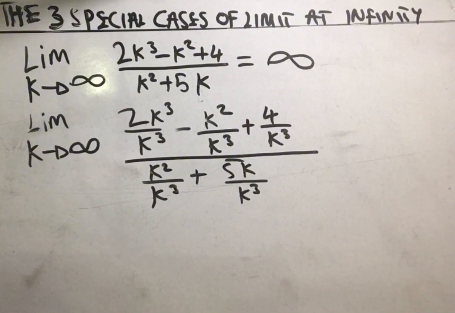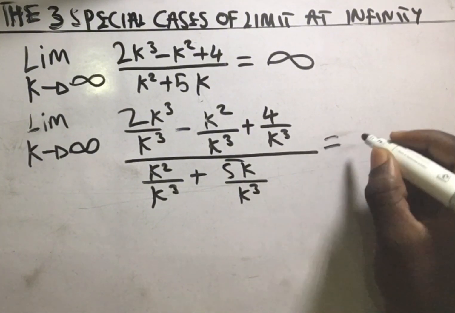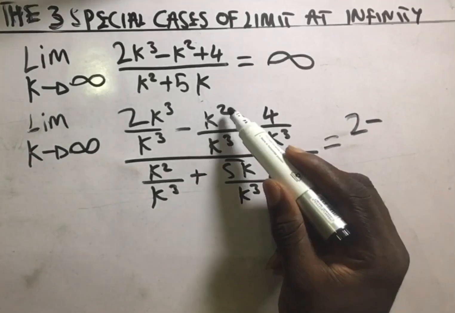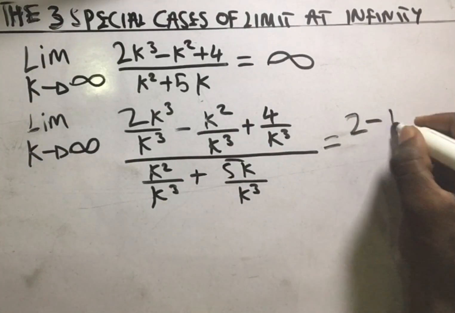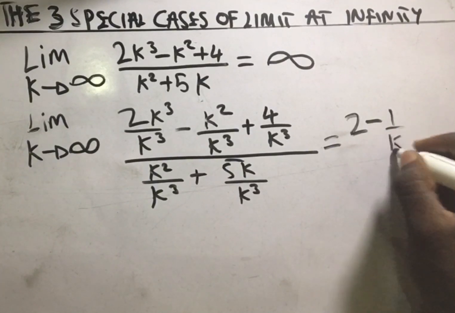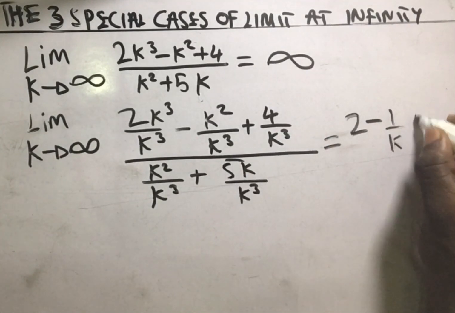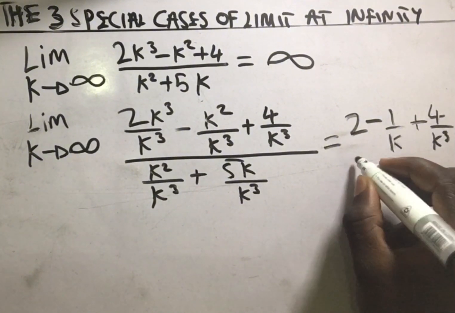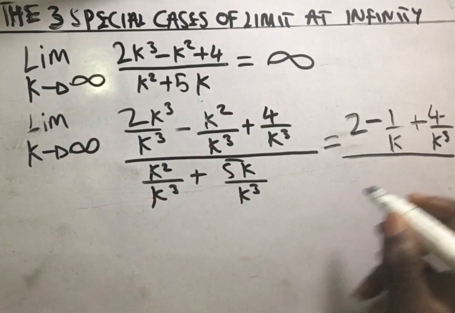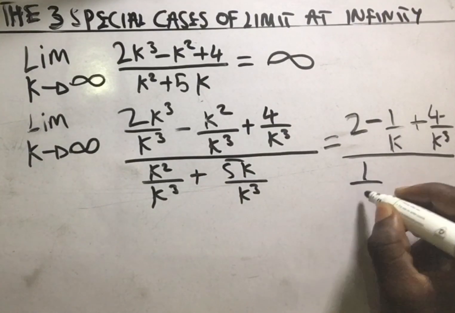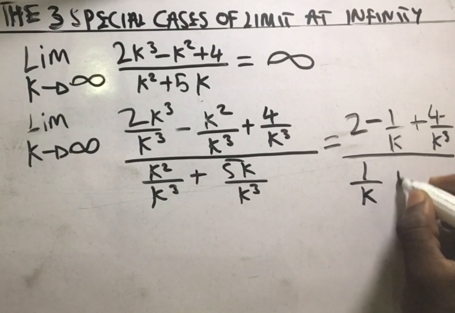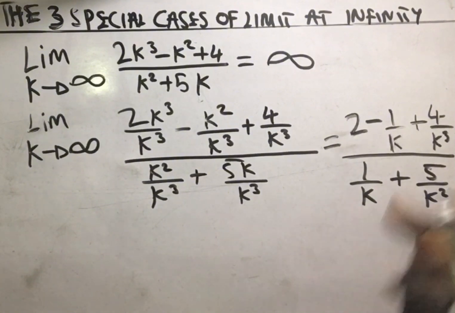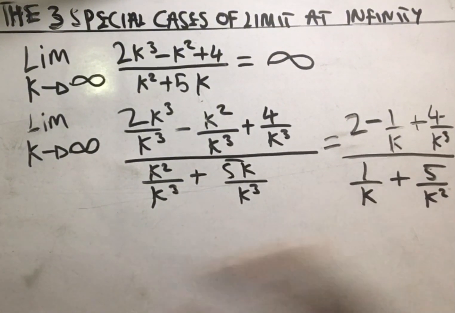So having done this, we are going to be getting 2 minus k squared over k cubed. It will definitely be 1 over k left. And for this one, it will be 4 over k to the power of 3 left. Then we divide all through by what is here. And here will be 1 over k plus 5 over k squared. So this is what I'm going to be getting. So this is the simplified form.